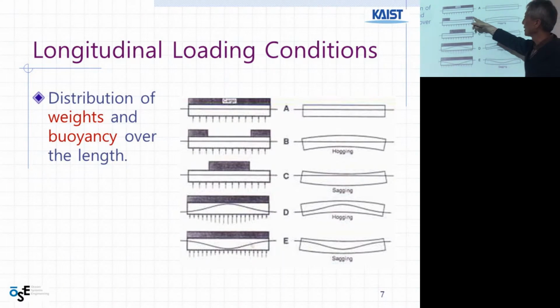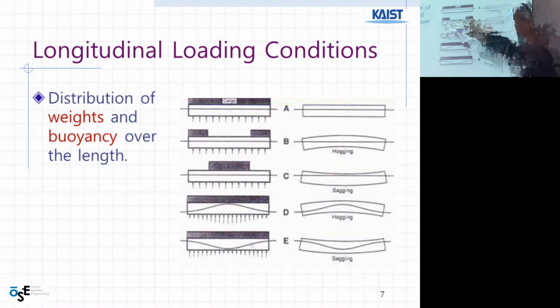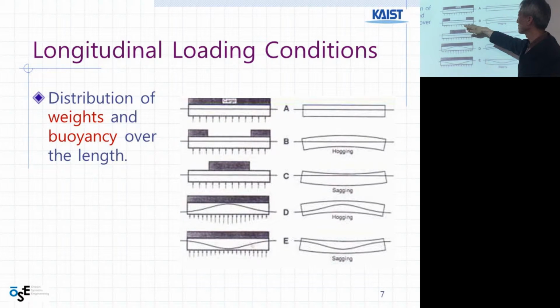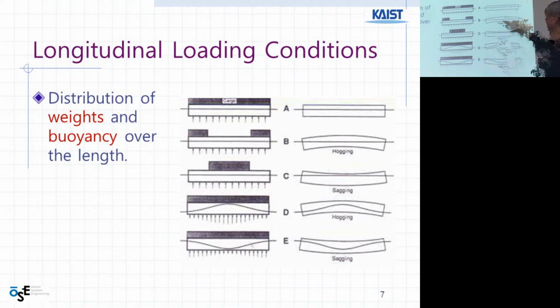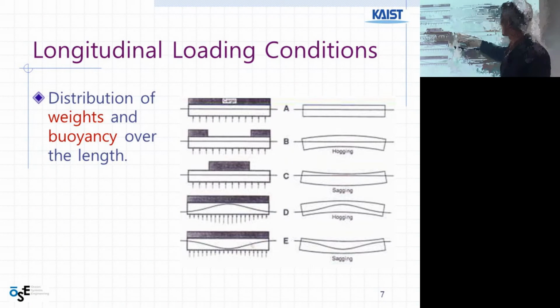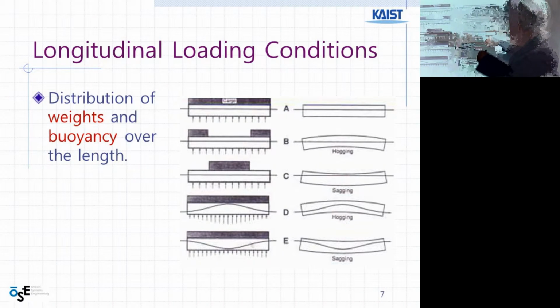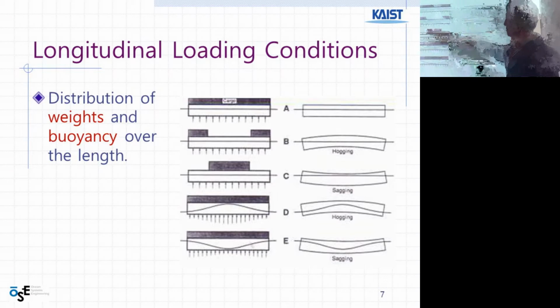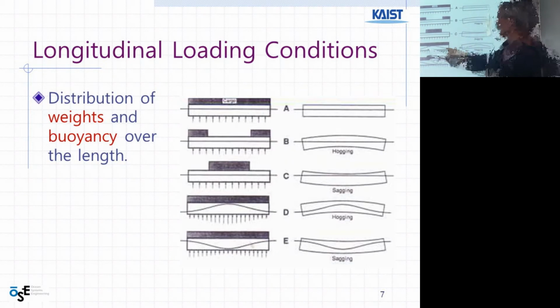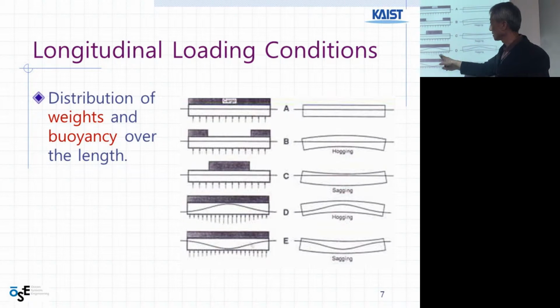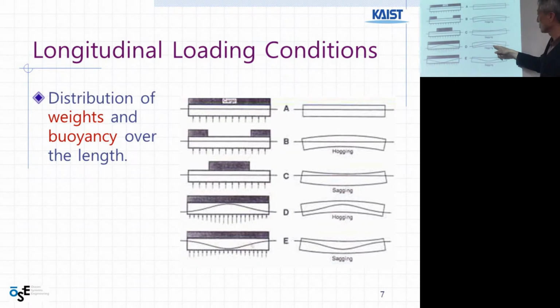If only the weight changes, the wave still stays, but it still gives you a bending in this way. We call this hogging. But if you load the cargo in this way, it bends the other way. We say it's sagging: hogging and sagging. Even with evenly distributed cargo, because of the wave, the pressure and buoyancy change like this, so it gives you hogging and sagging.